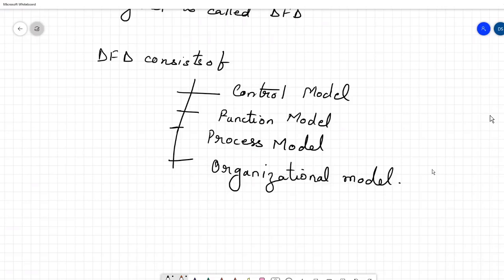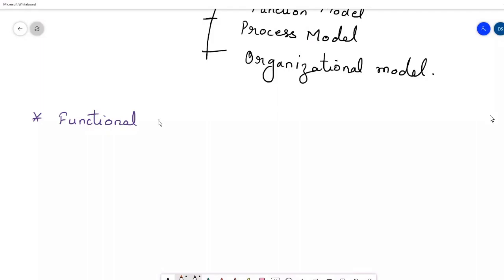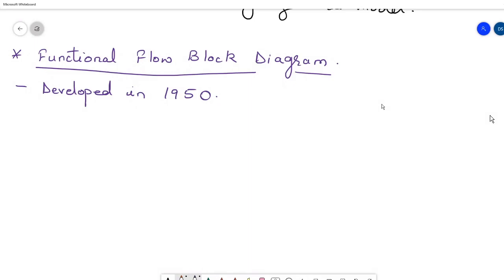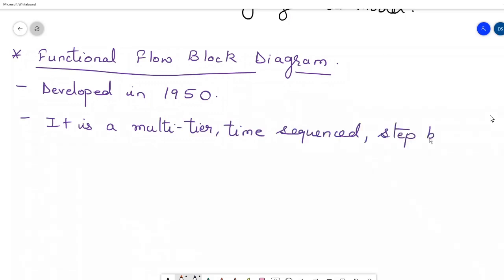So the functional flow block diagram is one of the types of function modeling. It was developed in 1950. How does it look? It is also a graphic, pictorial representation of the various functions in a particular system, but it is multi-tier and time sequenced, and shows a step-by-step flow diagram of the system.